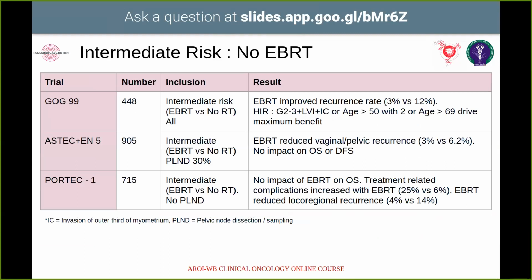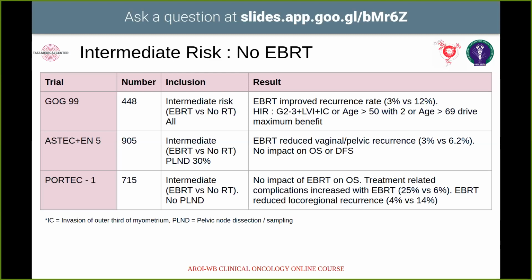Intermediate risk disease is the most common, and as I had mentioned before, intermediate risk disease is classified into two categories. One is an intermediate risk, and the other is a high intermediate risk. It's slightly counterintuitive, but that's the way the risk classification is.